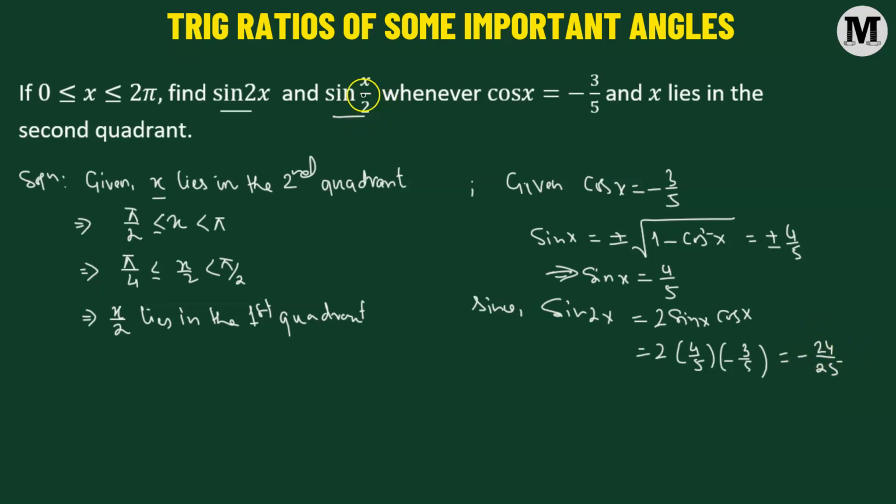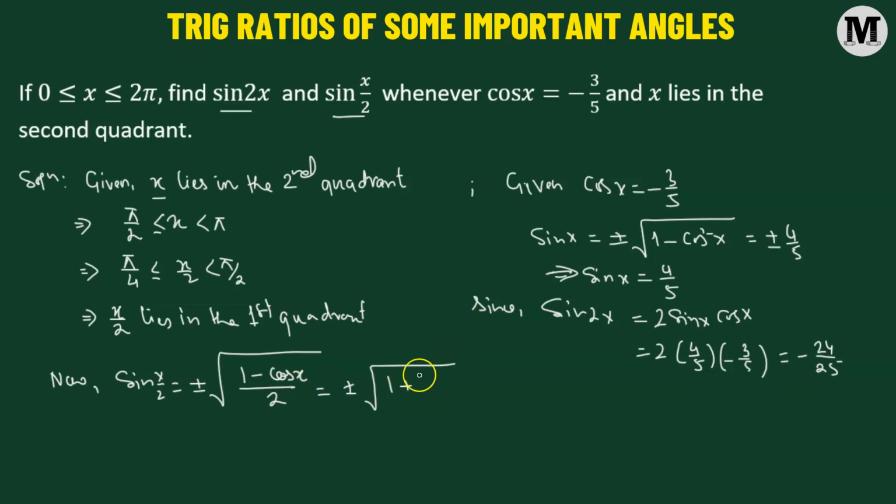Now we'll find the value of sine x over 2. There is a specific formula. Sine x over 2 is given by plus or minus the square root of 1 minus cosine of angle x, all over 2. So we replace the value of cosine of x with negative 3 over 5. So we get 1 plus 3 over 5, whole divided by 2. That's going to give us plus or minus the square root of 8 over 5, and we have division by 2. So that means we have plus or minus 2 over square root of 5. That's the value of sine x over 2.